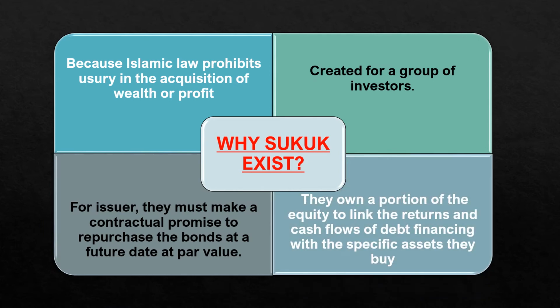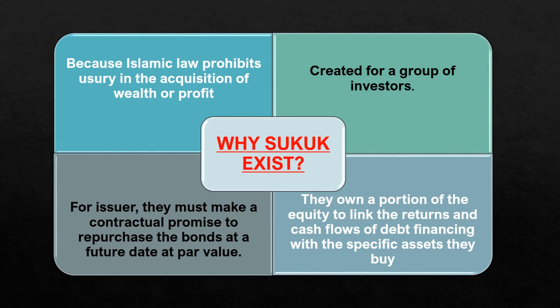So, today I will explain about the Sukuk. So, in your opinion, why does Sukuk exist? Okay, Sukuk exists because Islamic law prohibits usury in the acquisition of wealth or profit. It was created for a group of investors who own a portion of the equity, to link the returns and cash flows of debt financing with the specific assets they buy. And the issuer must make a contractual promise to repurchase the bonds at a future date at par value.